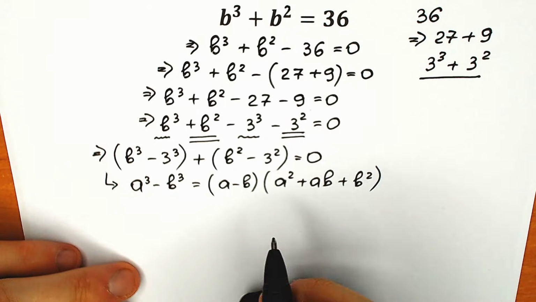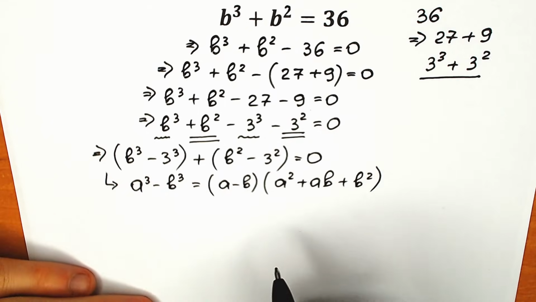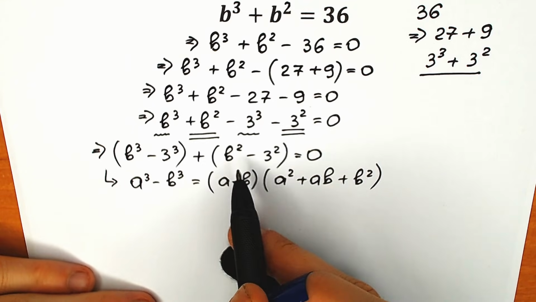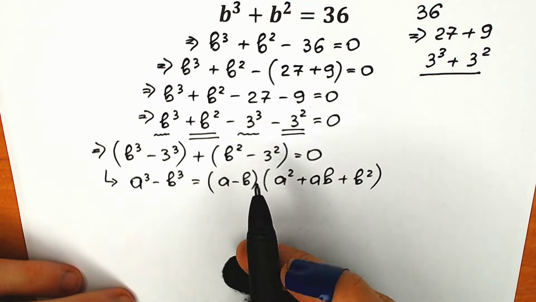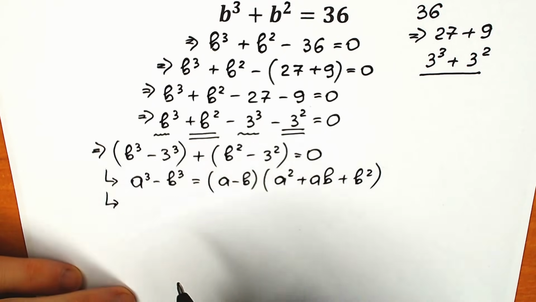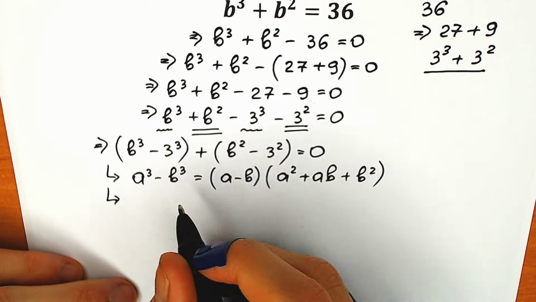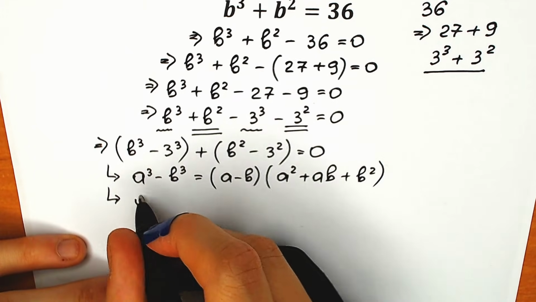Okay, this is our first formula. We remember it, we learned it, it's also really great. Another formula is much easier for us because we have b squared minus 3 squared. A lot of students, maybe everyone, knows this formula, b squared minus 3 squared. So this is our formula, a squared minus b squared.